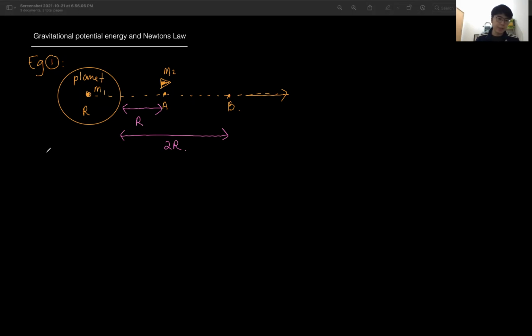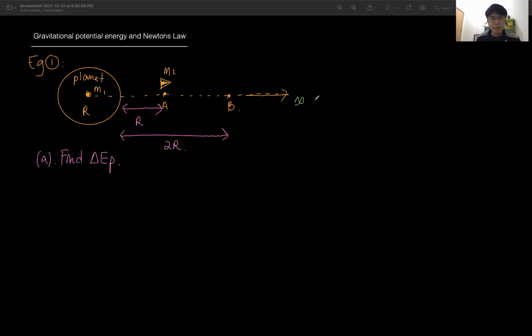Find the change. Okay, let's say the question asks you, right? Find the change in the gravitational potential energy. So find the change in EP. So you use the derivation. So this is algebra, right? No values given, but we do know a few things.